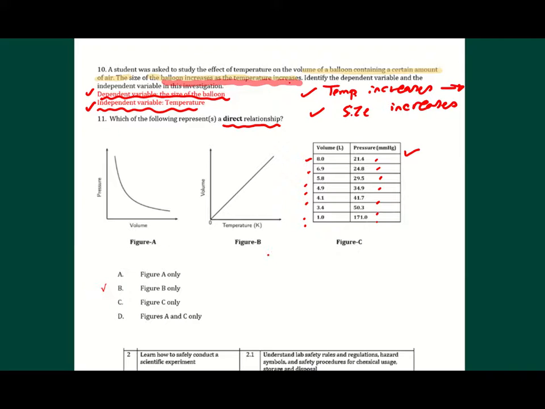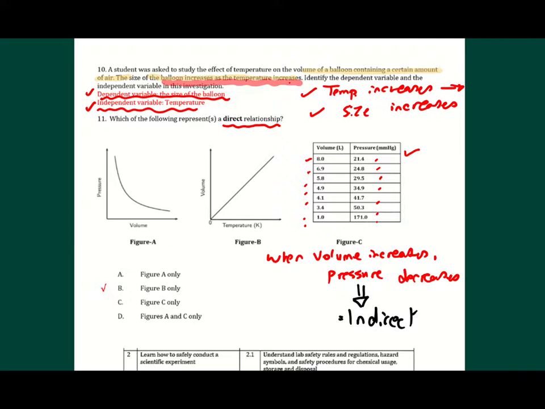So when volume increases, pressure decreases. This kind of relationship, we call it indirect, or inverse relationship.